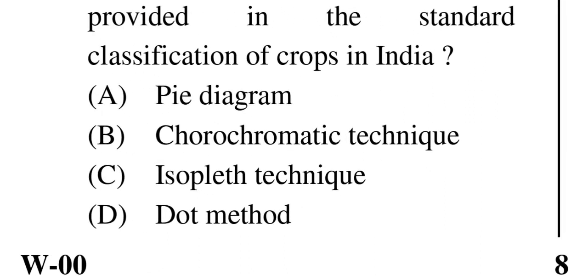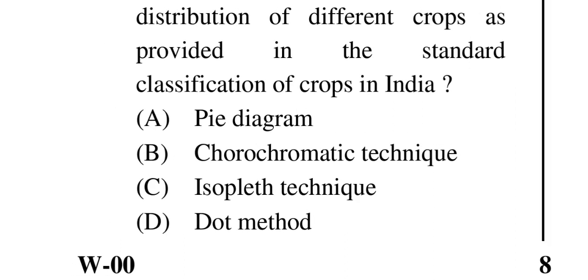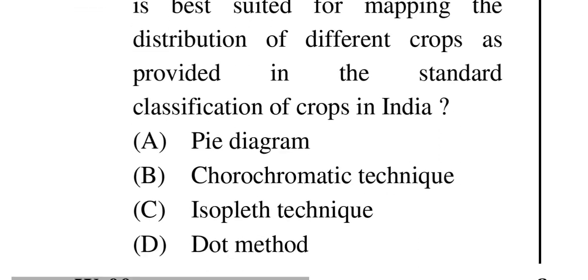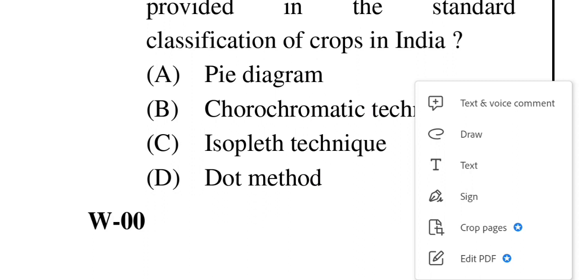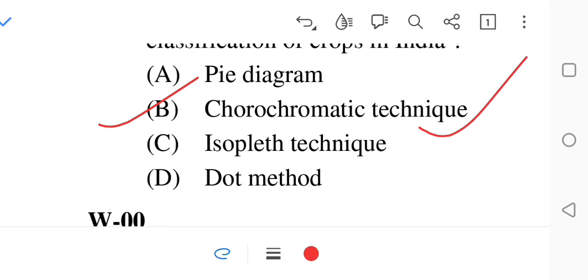Pie diagram, then a very hard to pronounce one, but still I will try, pardon my pronunciation, chorochromatic technique, and then isopleth technique, dot method. So what will be the correct answer? The correct answer of 25 will be B, chorochromatic technique. This is the correct answer.